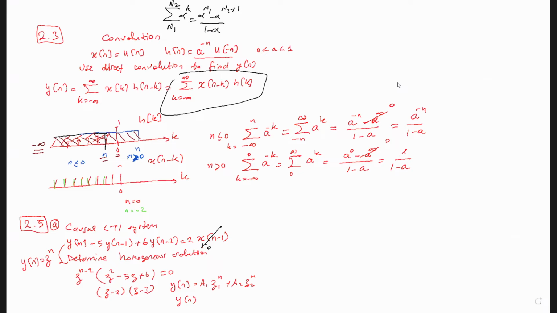y of n is going to be then A1, z1 is 2, so 2 to the power n plus A2, 3 to the power n. So that's the homogeneous solution.